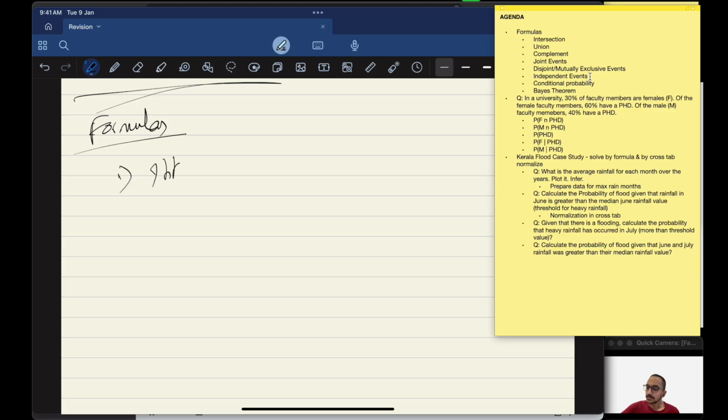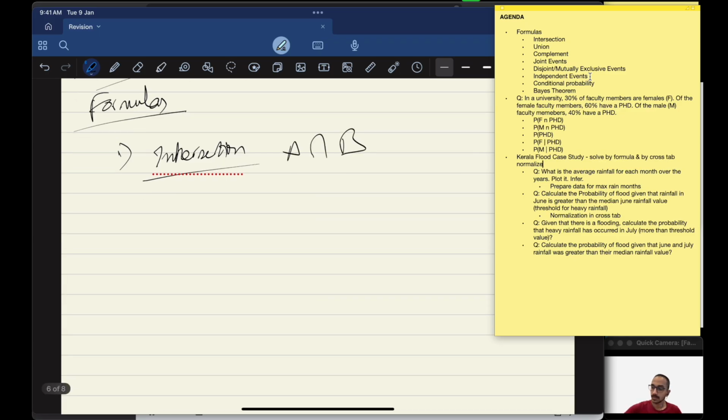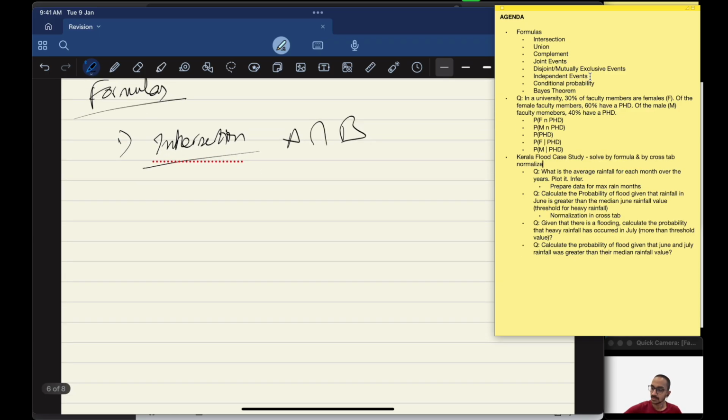We know intersection. Basically, two events happening together, right? So event A and event B happening together, that is the intersection. If it is an independent event, then the intersection of those two independent events would be nothing but P of A into P of B, right?